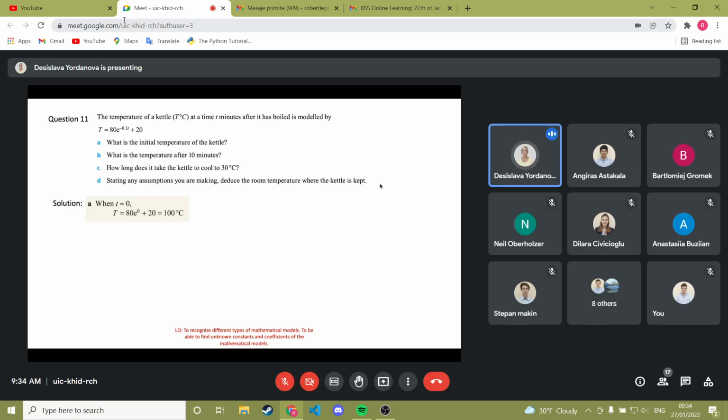By the way, when you said that the initial temperature is 20, are you sure it is 20? Now that I think of it, it is not. The initial temperature is when t equals 0, but then 80 stays. Yeah, 80 stays, so it's 100. No, that makes sense. My bad. And the temperature after 10 minutes is 49.2. So how long does it take the kettle to cool to 30?